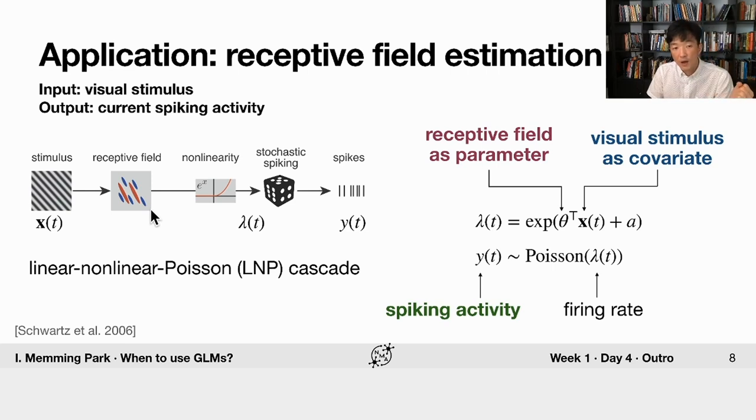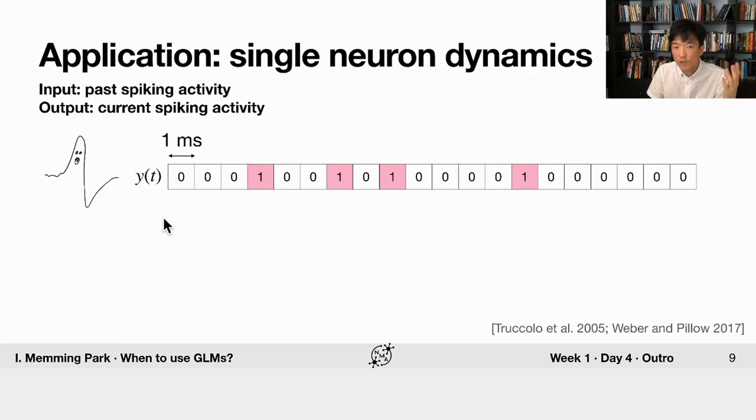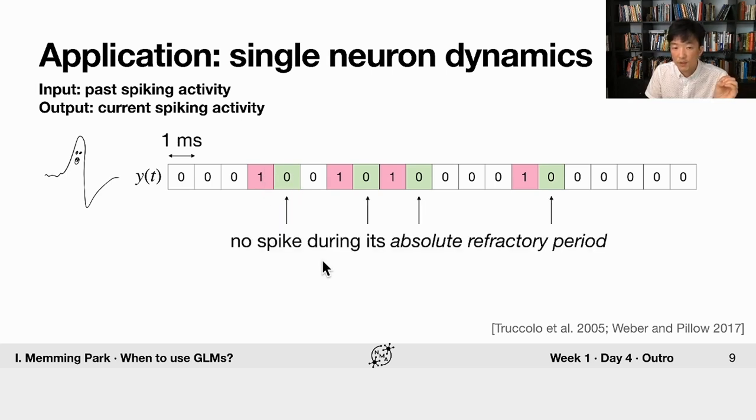Extending this, we can talk about GLMs capturing single neuron dynamics. Let's say you have a neuron and you're recording spikes. You've binned it in 1 millisecond bins: no spike, no spike, no spike, spike, and so on. Single neuron dynamics is basically trying to say, what is the temporal structure hidden in this sequence of zeros and ones? One thing you can notice for many neurons is that there will be a no spike followed by a spike. This is called a refractory period.